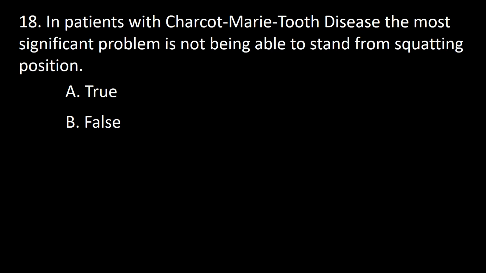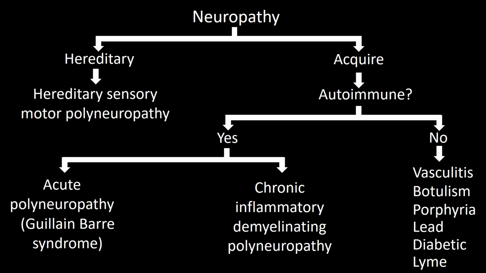Next question. Patient with Charcot-Marie-Tooth disease. Most significant problem is not being able to stand from a squatting position. A true, B false. Now we are going back to the neuropathy chart to talk about hereditary sensory motor neuropathy, usually referred to as Charcot-Marie-Tooth disease. Charcot-Marie-Tooth disease produces distal weakness, often involving the distal regions of the leg and the feet, hence often presenting with foot drop, difficulty walking, and frequent tripping.